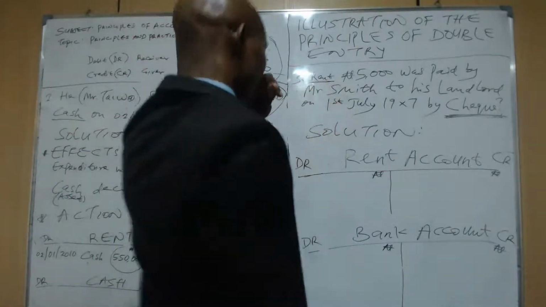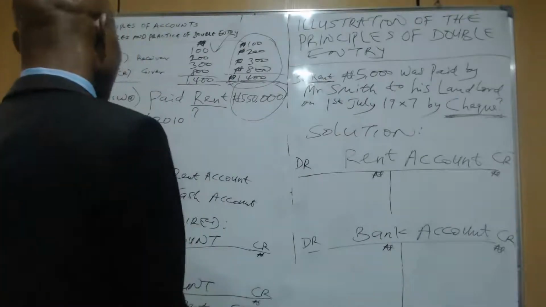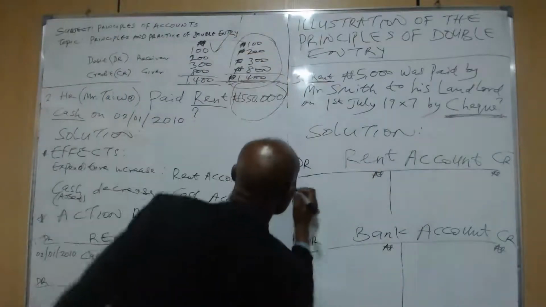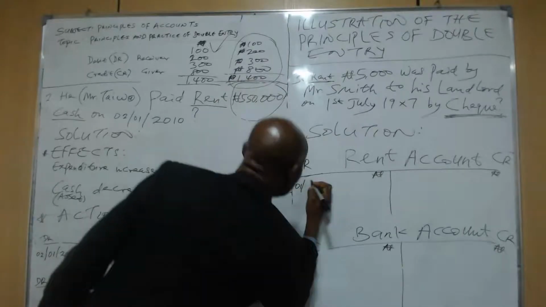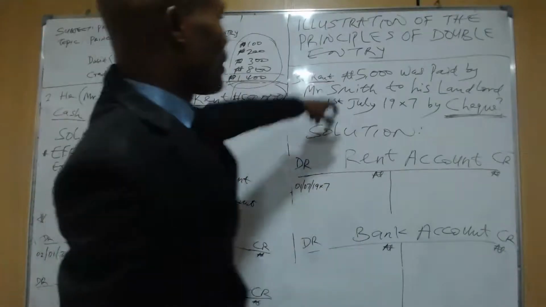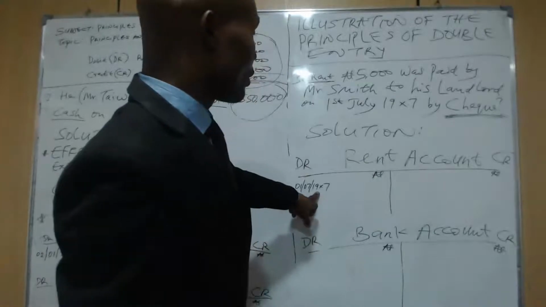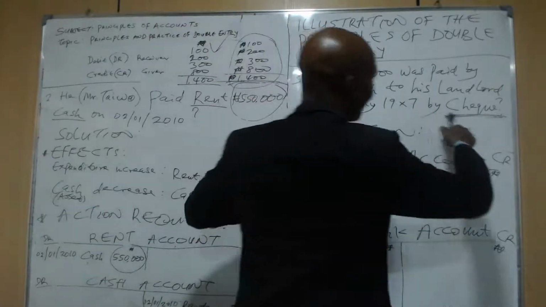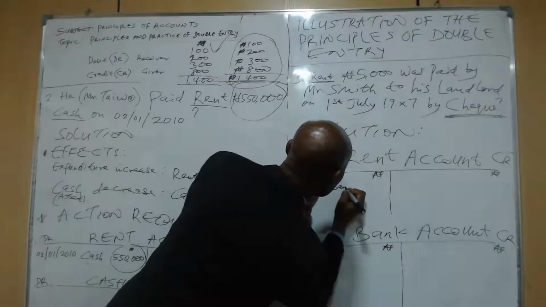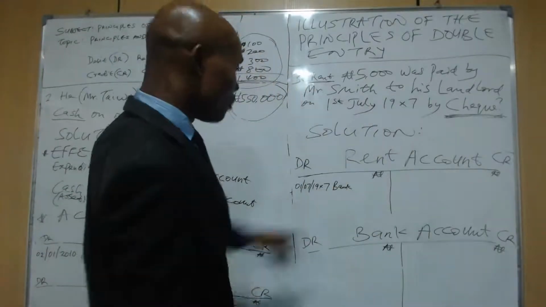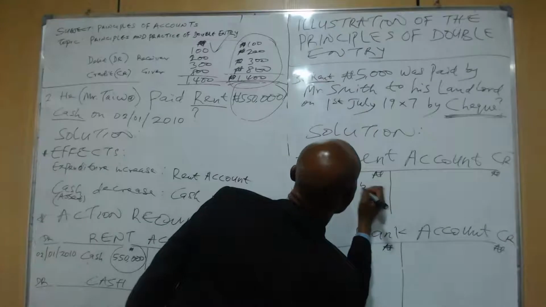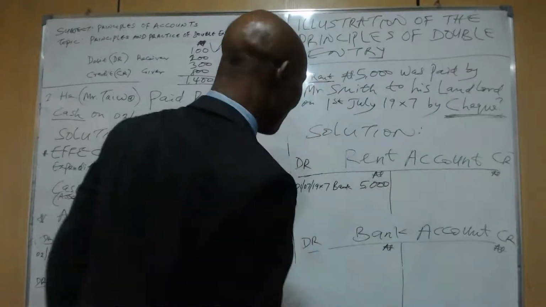Rent received. Rent is the receiver. So we are going to debit rent. You take the date, 1st July 19x7. We are debiting rent account because it's the receiver with what? With check. But in this case, bank, because we cannot open check account but bank accounts. So we debit rent with 5,000 naira as the receiver.